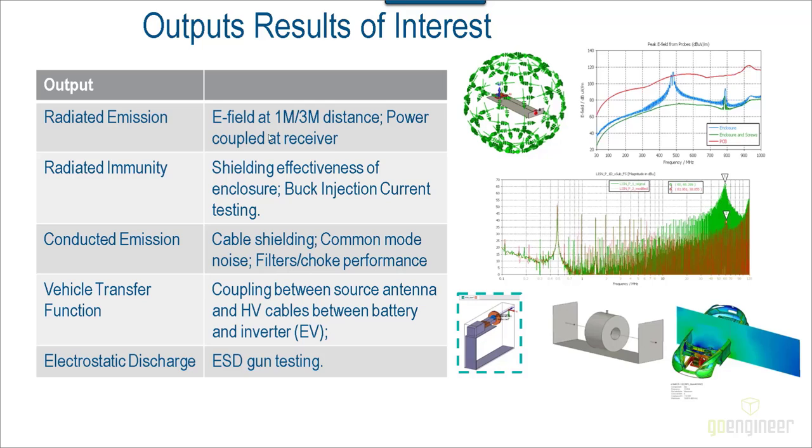For radiated emission, of course, we get the electric field at a certain distance and we have the power coupled at the receiver. For the radiated immunity, we can simulate the shield effectiveness of an enclosure or the bulk current injection testing, which is very common in the automotive market. For conducted emission, we will simulate the common mode noise and the filter, the choke inductance you can put on cables to lower them. And we also have the ESD gun, as I was saying.